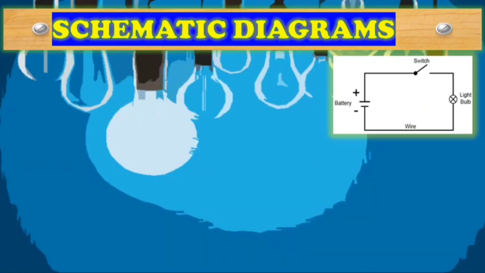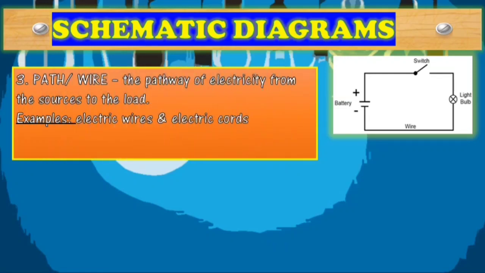Number three, we have path or wire. Its function is the pathway of electricity from the source to the load. Examples are the electric wires or the electric cords. So that is the schematic diagram or the symbol.